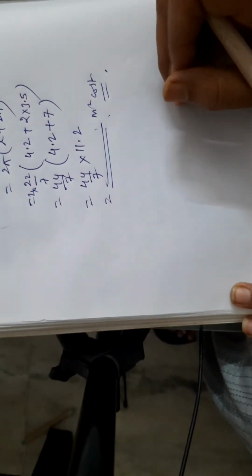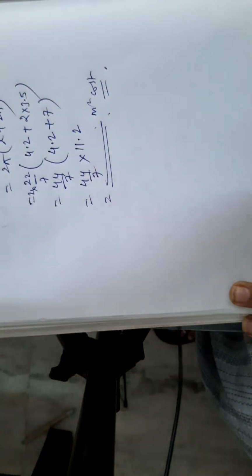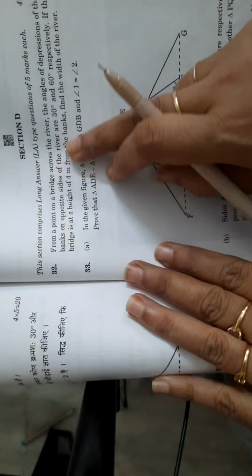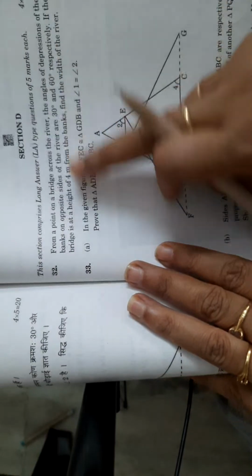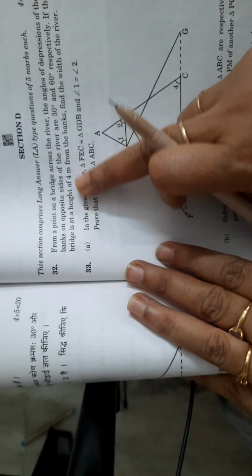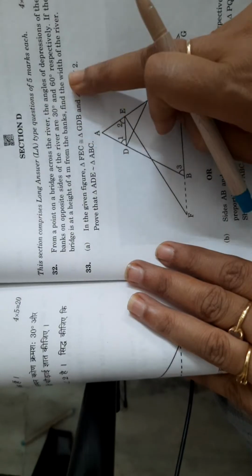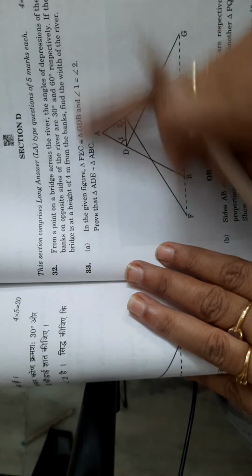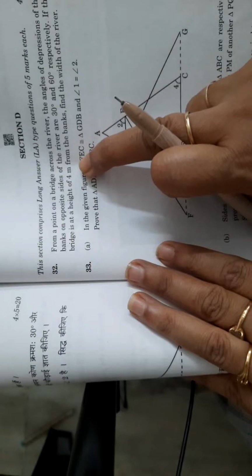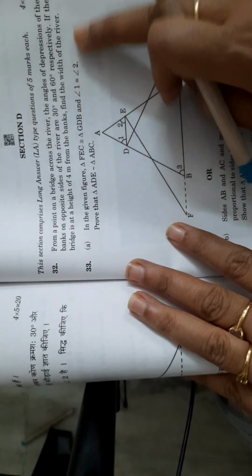From the top of a bridge across the river, the angles of depression of the banks on opposite sides of the river are found to be 30 and 60 respectively. If the bridge is at a height of 4 meters from the bank, find the width of the river.